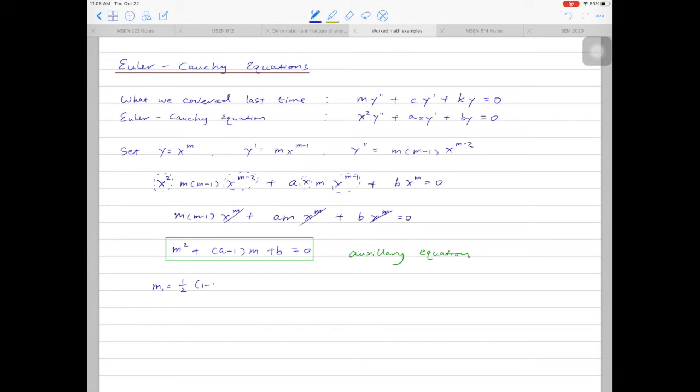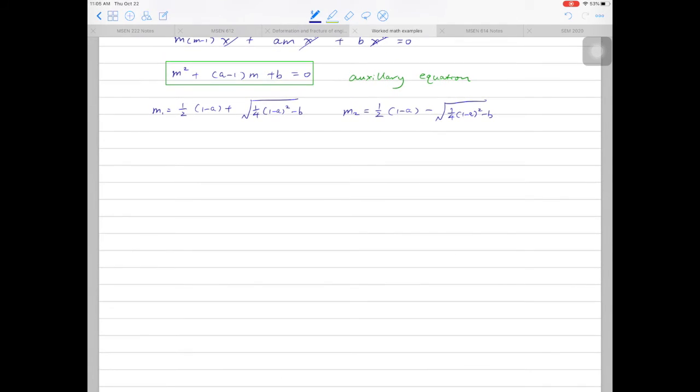Thus, there are two solutions for m1 and m2. I'm not reading out the expressions. Here, we face three cases. In the first case, the part in the square root is positive. Then we'll have two distinct m values, and these two m values are real. y1 is simply x to the power of m1, y2 is x to the power of m2. We also know that any linear combination of those two solutions is also a solution. So the general form of the solution is y equals c1 x to the power m1 plus c2 x to the power of m2.